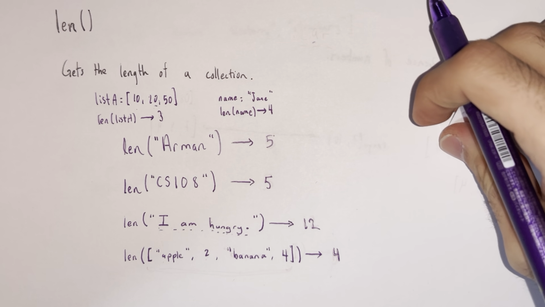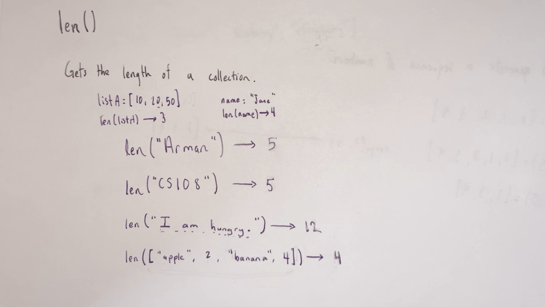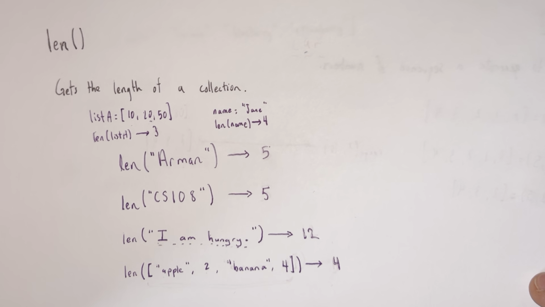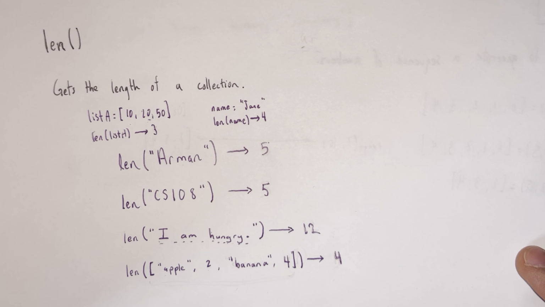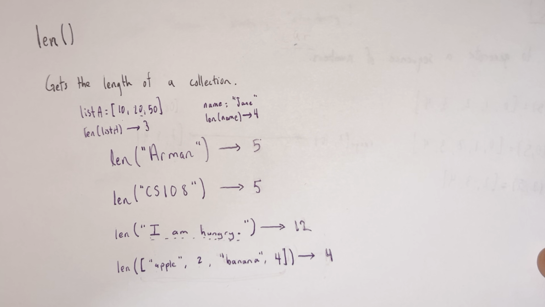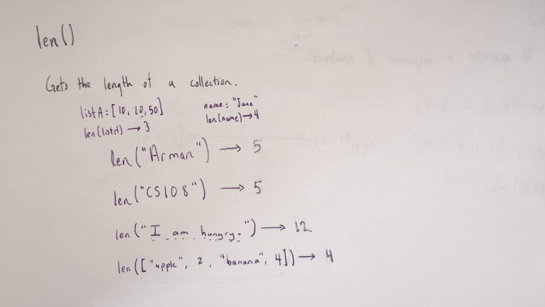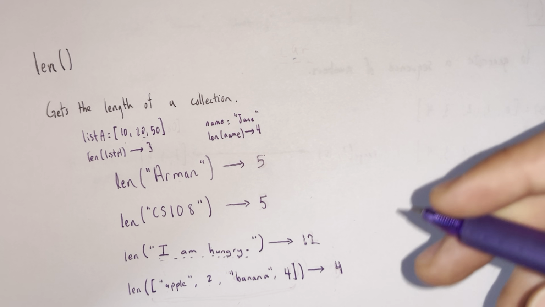So that's how the len function works. It will basically just give you an integer length of whatever you're trying to take the length of, whether it's a string or a list. You can't really take the length of an integer. It's only for collection data types, so not an int or a float, unless you convert it to a string.